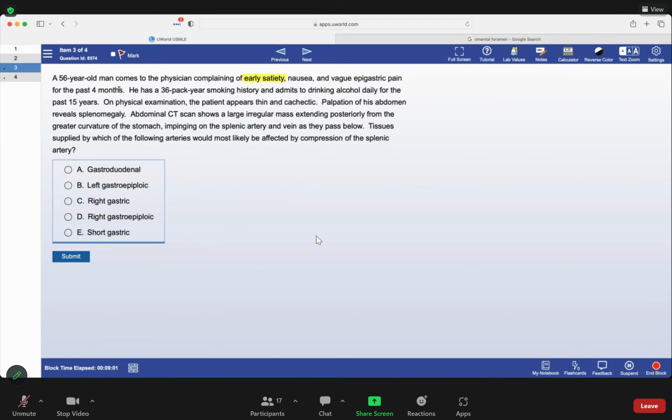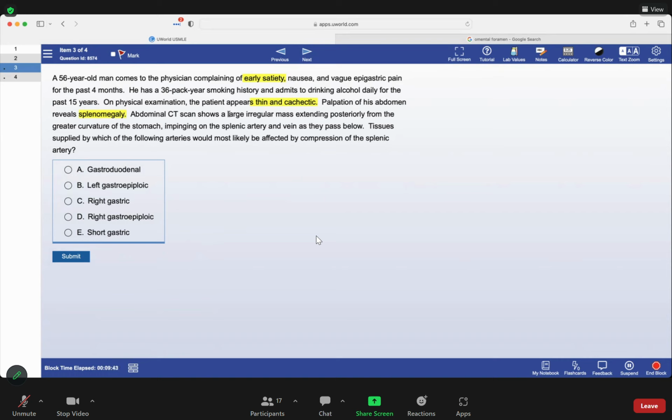Vague epigastric pain for the last 4 months. He has a 36-pack-year smoking history and admits to drinking alcohol daily for the last 15 years. On physical exam, the patient appears thin and cachectic. See, that's suspicious even for malignancy. Is that clear, folks? That almost confirms. Palpation of the abdomen reveals splenomegaly. Why splenomegaly here? When there is a mass developing in the stomach, it can block the splenic vein, not the splenic artery, the splenic vein. When it blocks the splenic vein, the blood cannot drain from the spleen, so the spleen starts enlarging. Is that clear, folks? Okay.